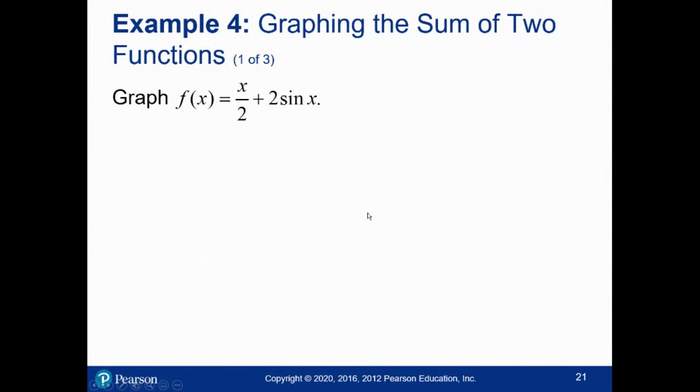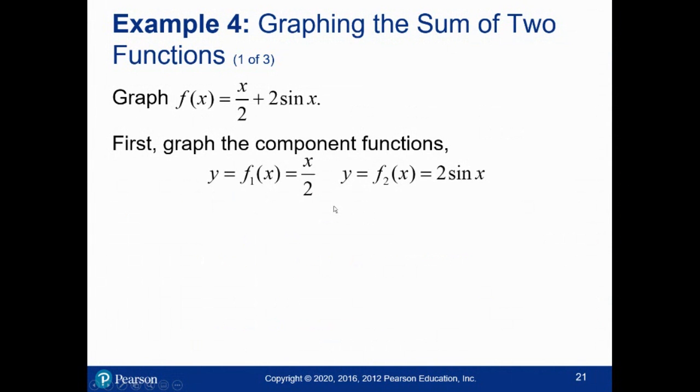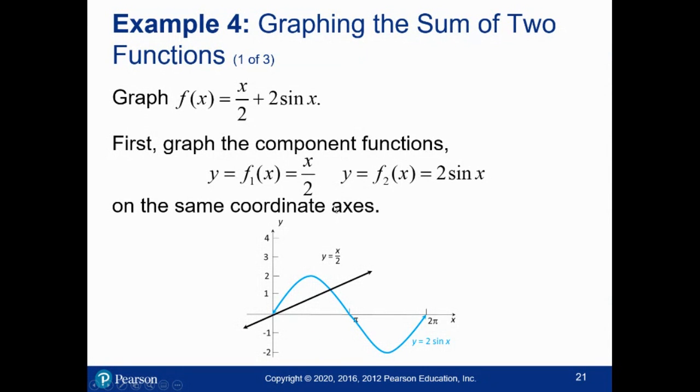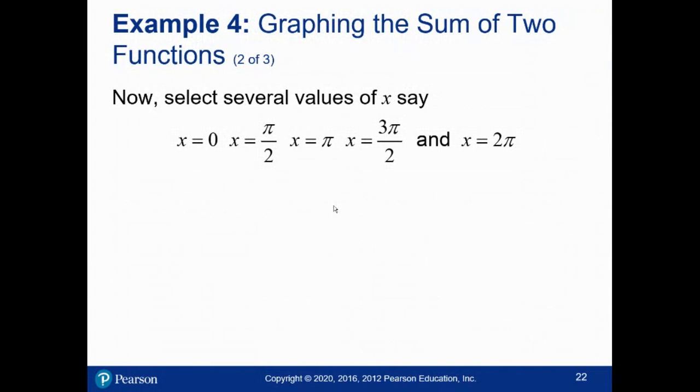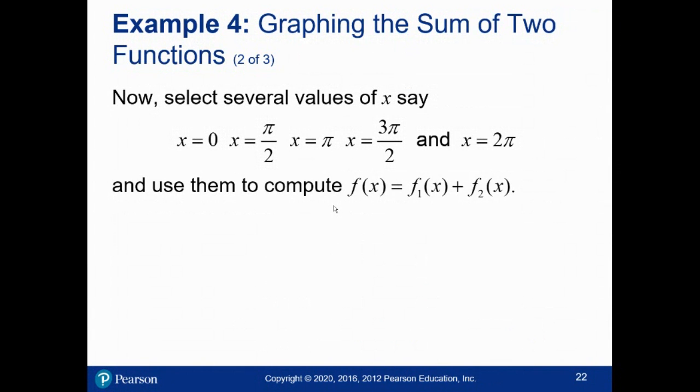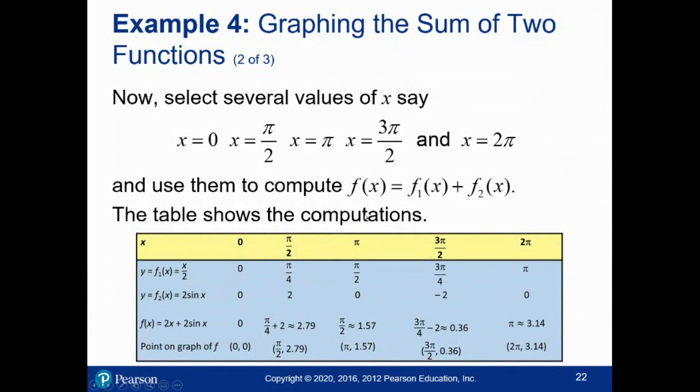So for example, can you graph the sum of two functions? Sure, of course we can. We can graph the component functions, x over 2 and 2 sine x. Now, how would I add them together? We should probably select several values of x where the sine function takes known values and just add them together. So x over 2 is in here. It's pretty easy to compute. 2 sine x, we picked these values because we could easily compute them.